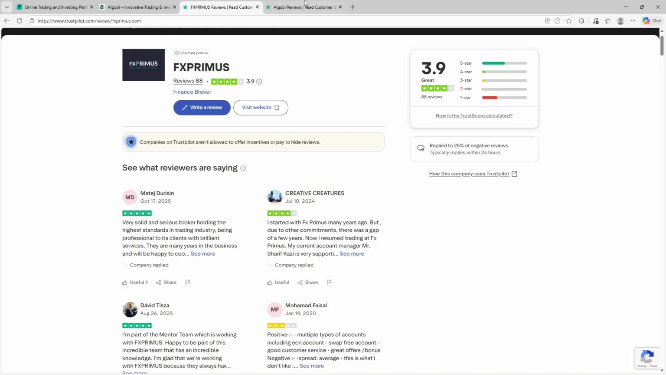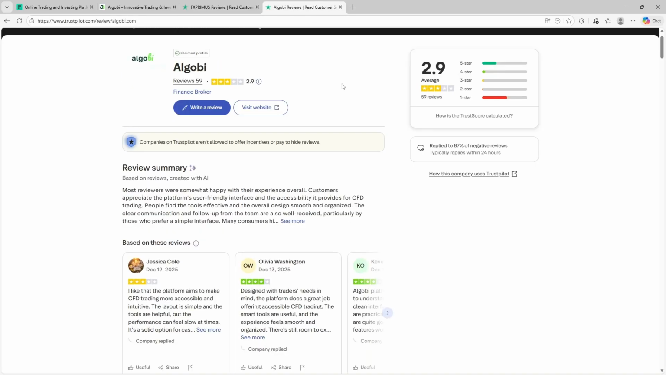Algobi holds a Trustpilot rating of 2.9 out of 5, with users praising its user-friendly interface, accessibility, and helpful tools, while also pointing out performance consistency and execution speed as areas needing refinement.